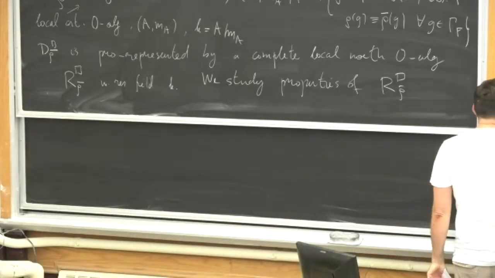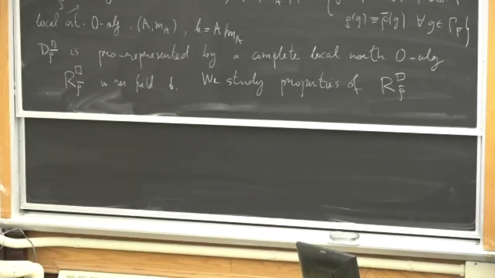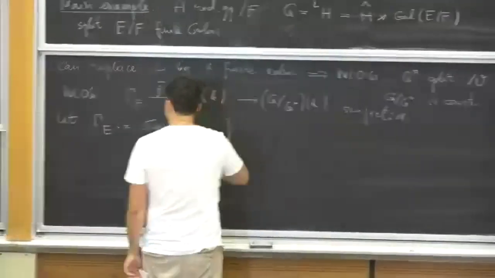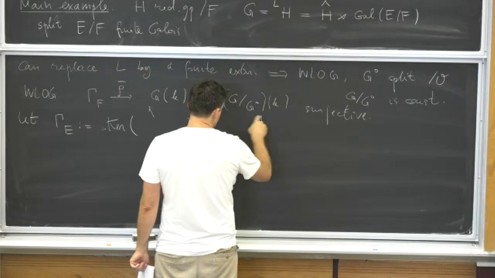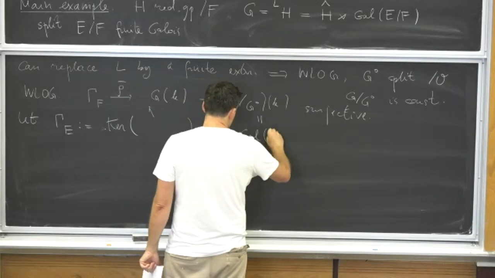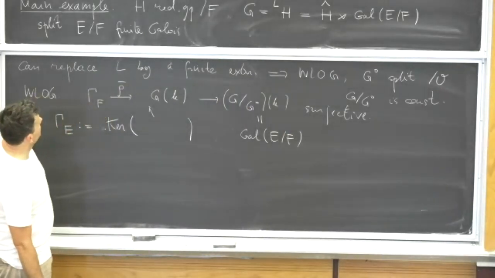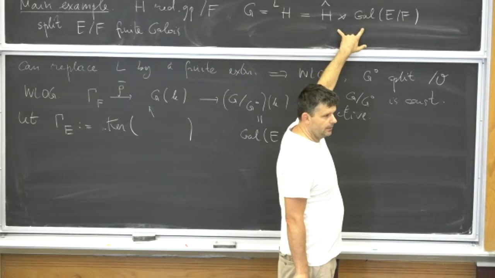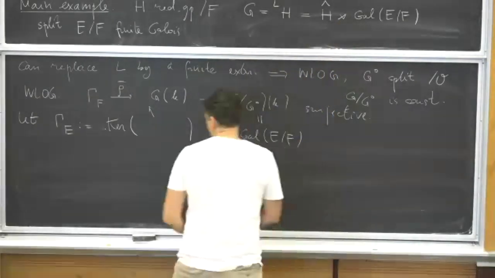So let G_E be the kernel of this map. If I do this, I can identify this finite group, this component group, with Galois E to the F. So I get myself into a situation which is kind of similar to this picture. It's just that I cannot assume that there is a semi-direct product. I mean, it might not be clear.